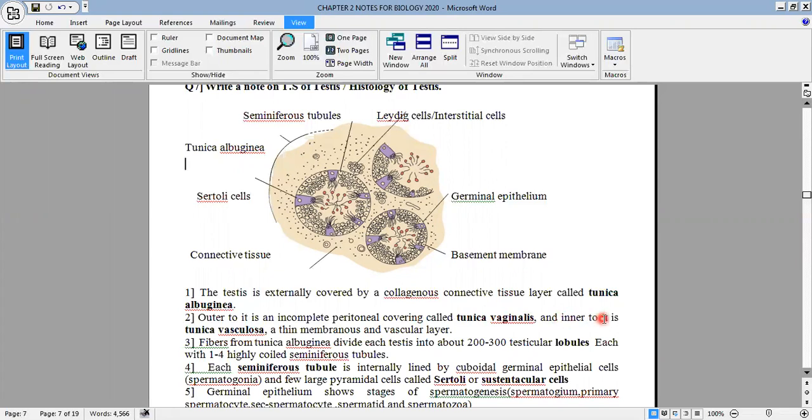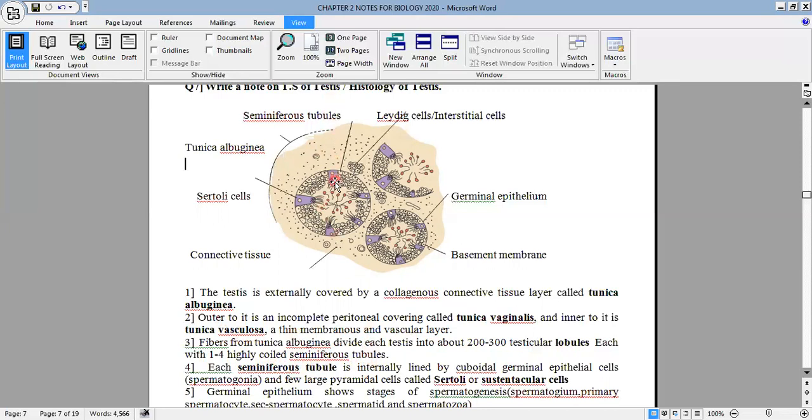Now inner to tunica albuginea is tunica vasculosa. The term vasculosa means it shows a vascular layer, the layer which has numerous blood vessels present in it. Point number 3. This tunica albuginea divides the testis into many testicular lobules. Lobules means partitions. Each lobule shows 1 to 4 highly coiled seminiferous tubules.